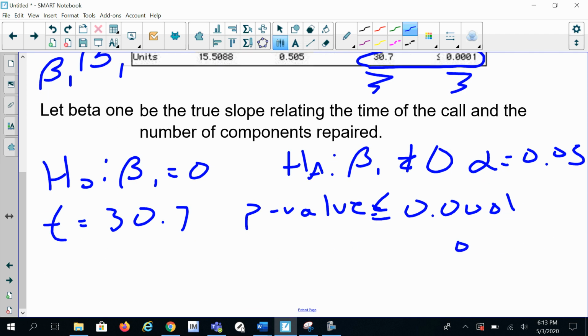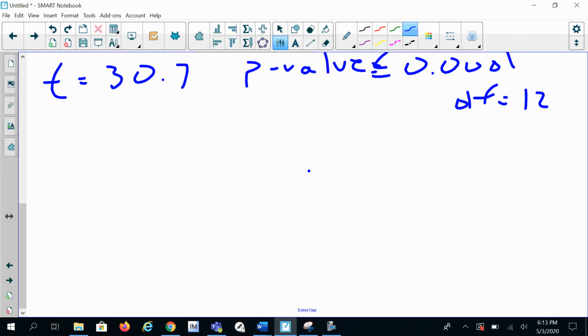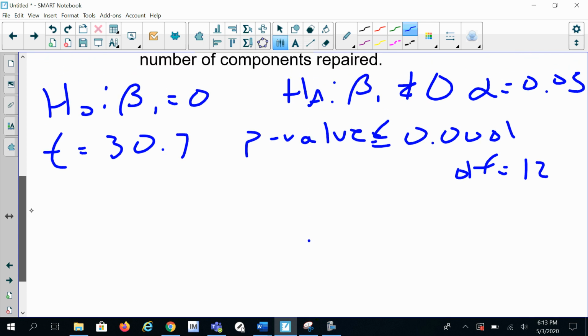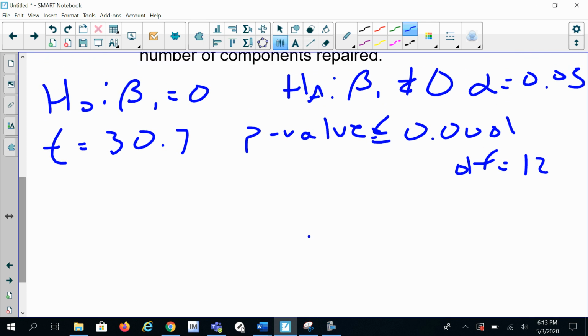It's always a good idea to write DF because we're not doing that notation that we usually do. So DF was 12. Because we don't have the probability that t is greater or less than, it's important that we write the DF.